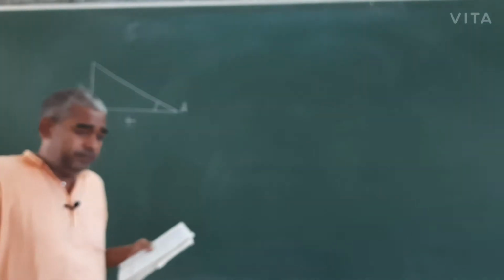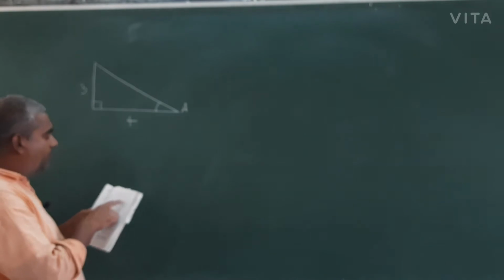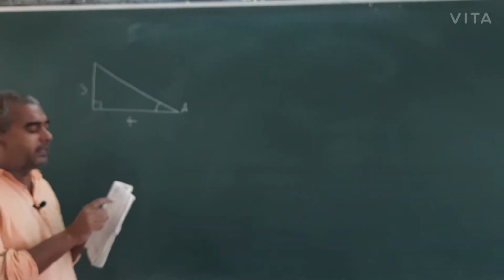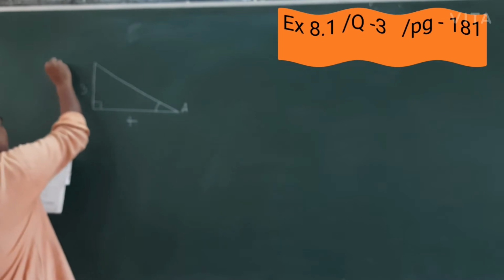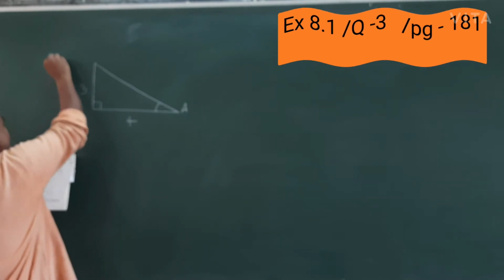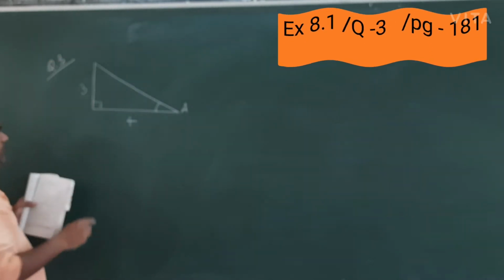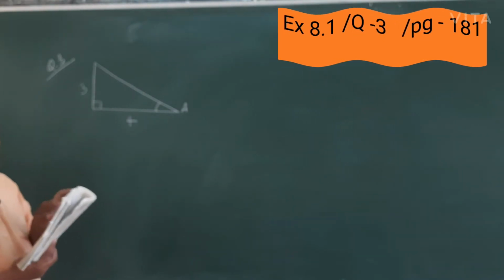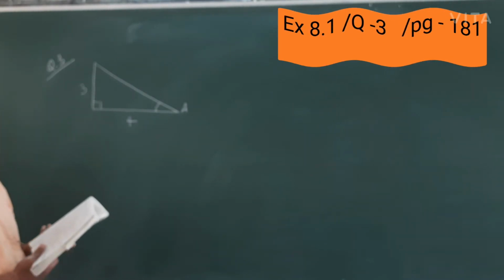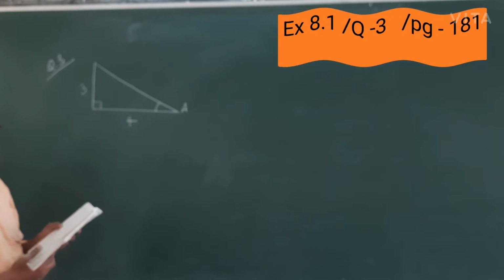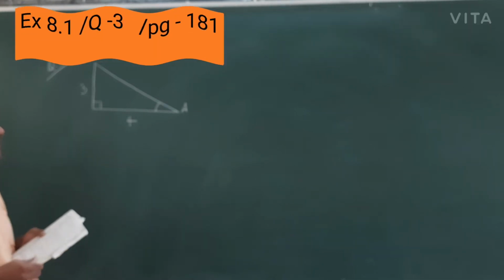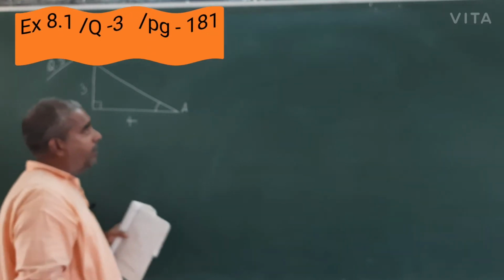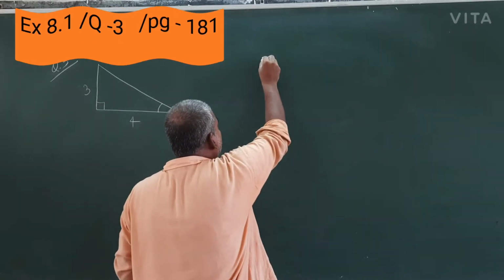So, today we will solve exercise 8.1 and question number 3. It is given here, if sine A is equal to 3 upon 4, calculate cos A and tan A. So, we will start from there.